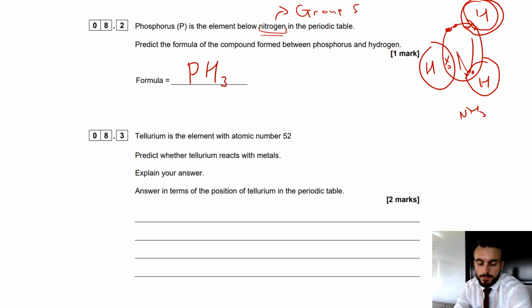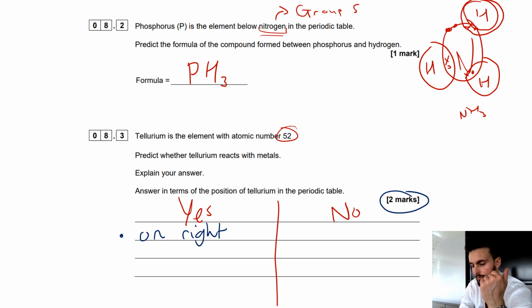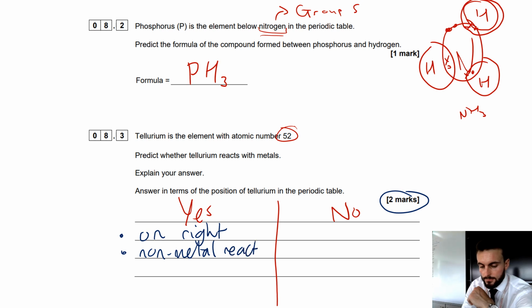Next one. Tellurium is the element of the periodic table with atomic number 52. Predict whether tellurium reacts with metals. So there's a few ways you could say for this. I'll split it down the middle because there's reasons why you could say yes, and there's reasons why you could say no. There are 2 possible marks for this. You need to say something and then say because, or therefore, whatever. So first thing we can say is it's on the right. So you can say yes because it's on the right, so it's a non-metal, which react with metals.